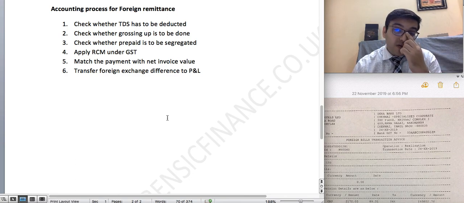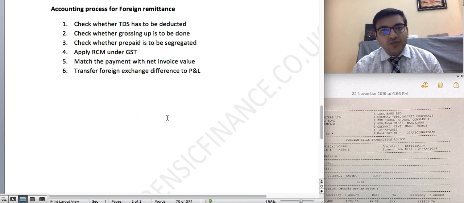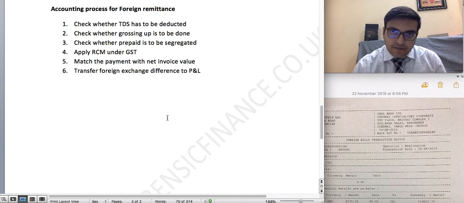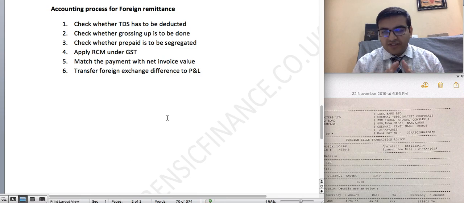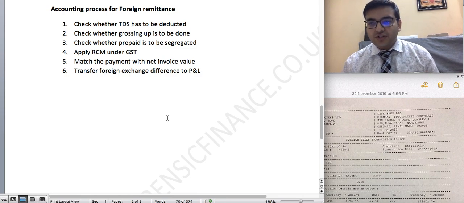Fourth, you have to apply the reverse charge mechanism under GST. We have discussed in the previous lectures what the reverse charge mechanism is and why it is applied. We also told you that whenever a foreign payment is made, reverse charge is automatically applicable, at a standard rate of 18%: 9% CGST and 9% SGST. Simple as that. So reverse charge is automatically applicable on all foreign transactions.